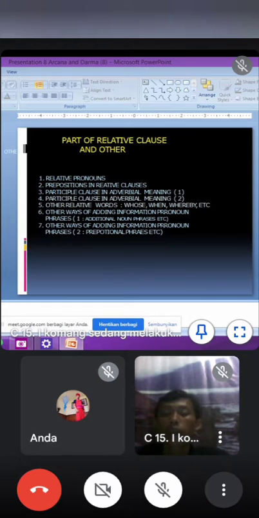Other relative words: was, when, where, be. And the sixth material, other ways of adding information to a noun phrase. And the last one, other ways of adding information: prepositional phrases.